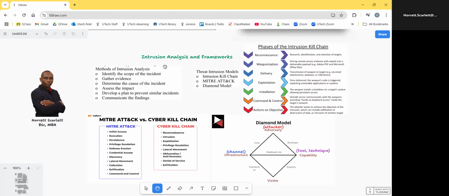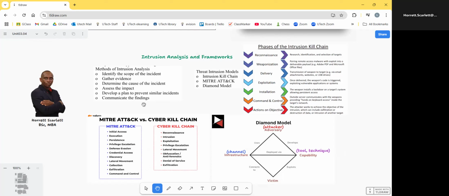Whenever an intrusion has occurred, there are a set of steps that we want to follow. We want to identify the scope. We want to look at the evidence. We want to determine the cause, the root cause. We want to see what kind of impact the intrusion has. Then we want to develop a plan so that we can be better prepared for these eventualities in the future. And obviously, we want to communicate the findings so that the organization is aware of what has transpired, and also aware of the steps that I've put in place to ensure that we are better protected in the future.